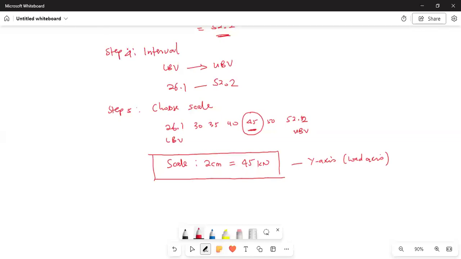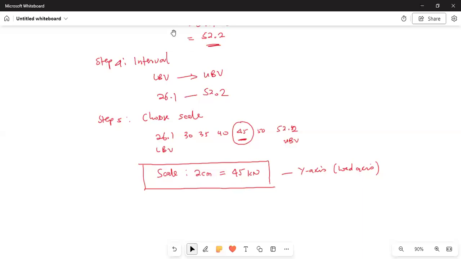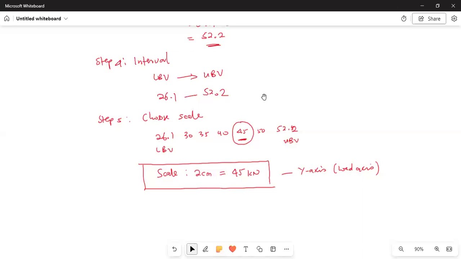Okay. So now we are finished. Oh, 45 is easily divided by 10. When you divide 45 by 10, you get 4.5. And it's okay. We don't want you to get something like 0.0000. No. That's all we don't want.